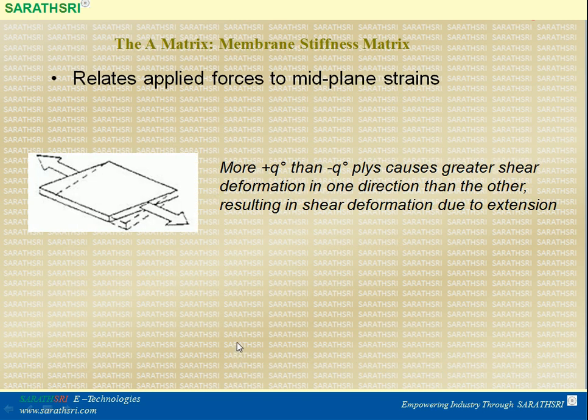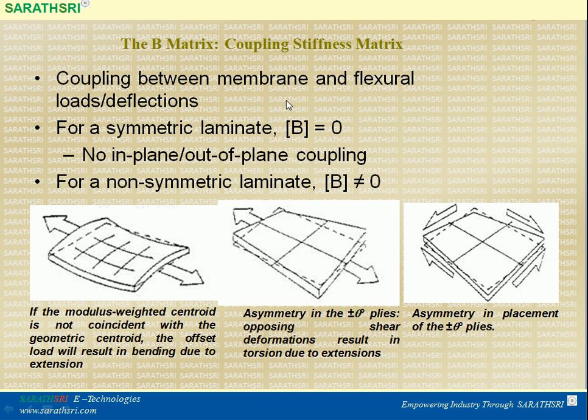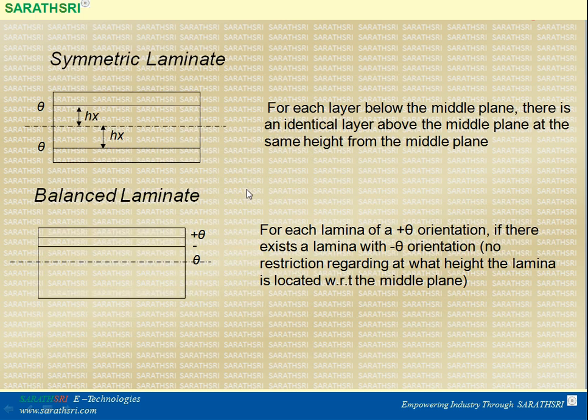So the A matrix is the membrane stiffness matrix, the D matrix is the flexural stiffness matrix, and the B matrix is the coupling stiffness matrix. So far we have discussed these terminologies.